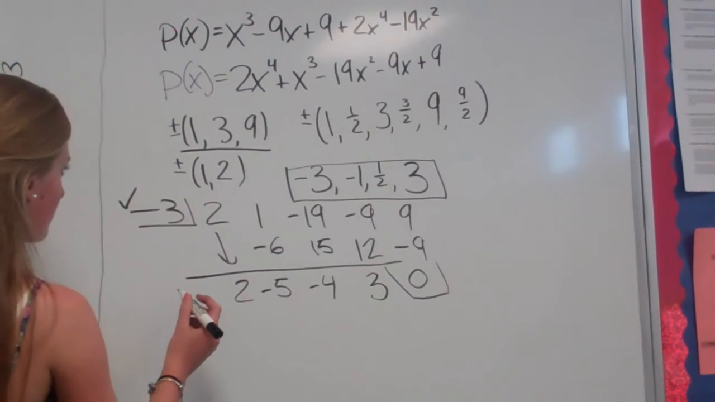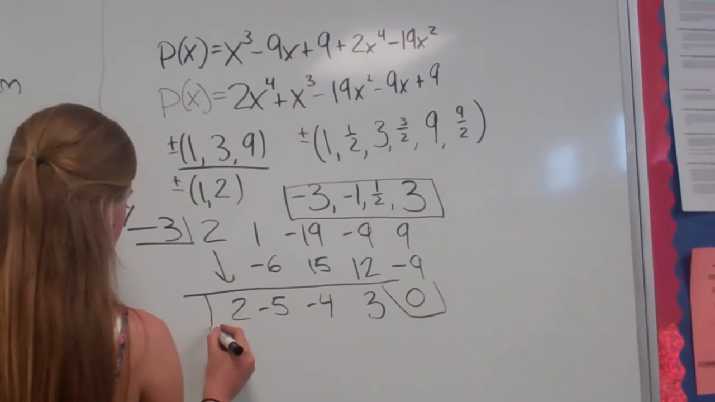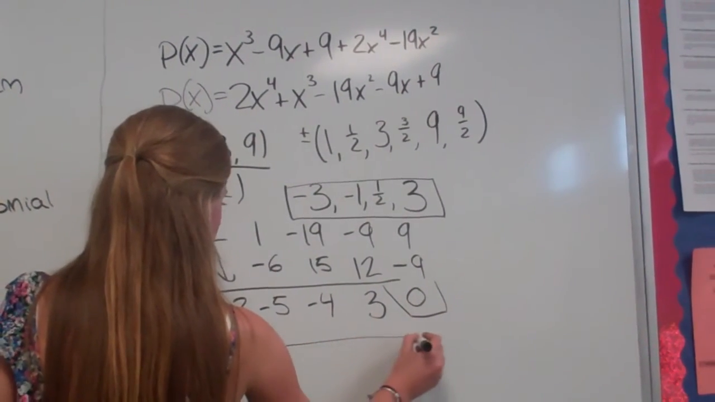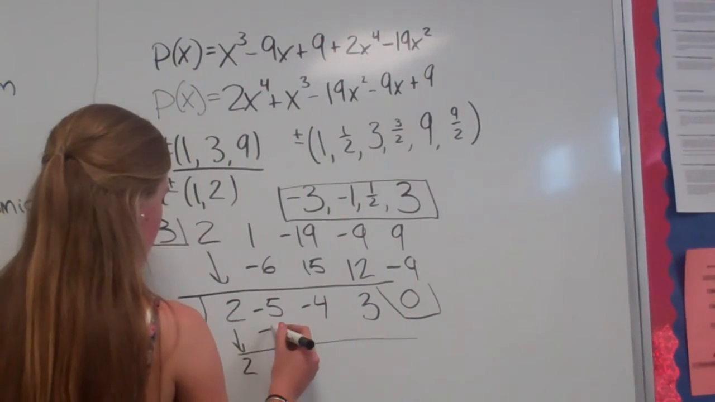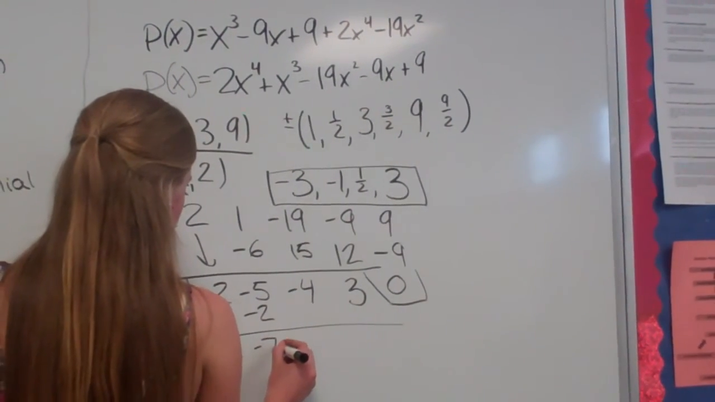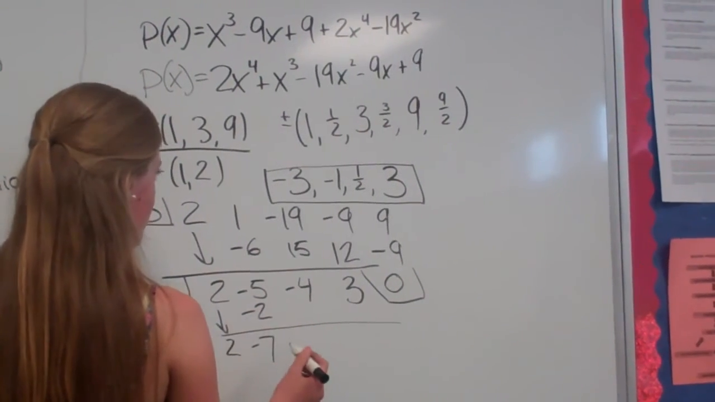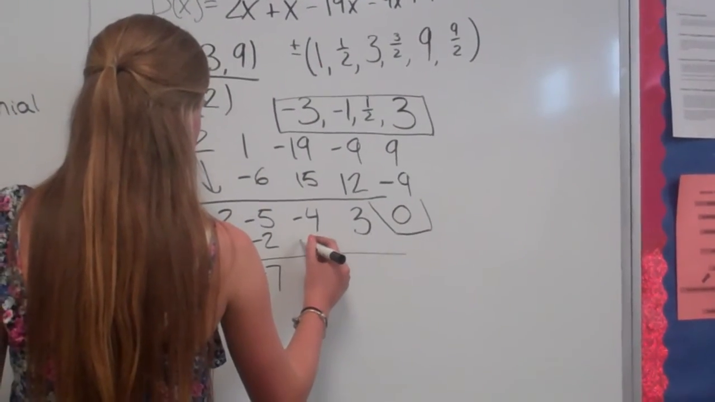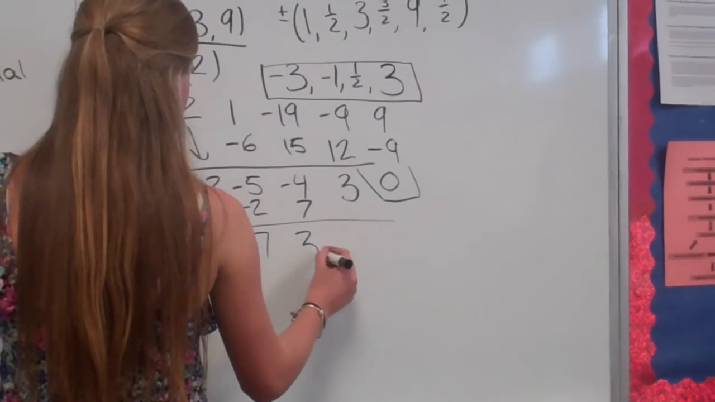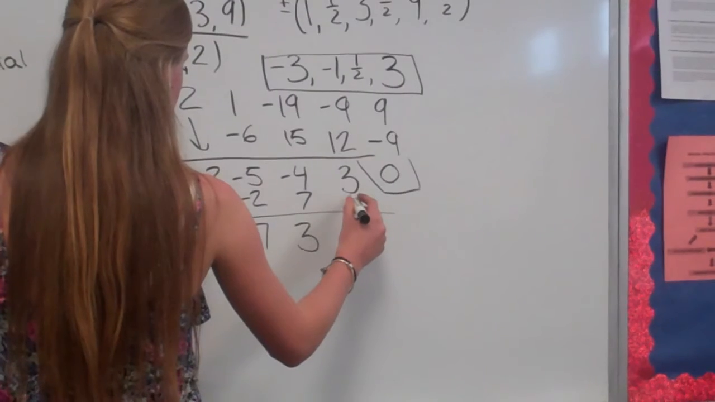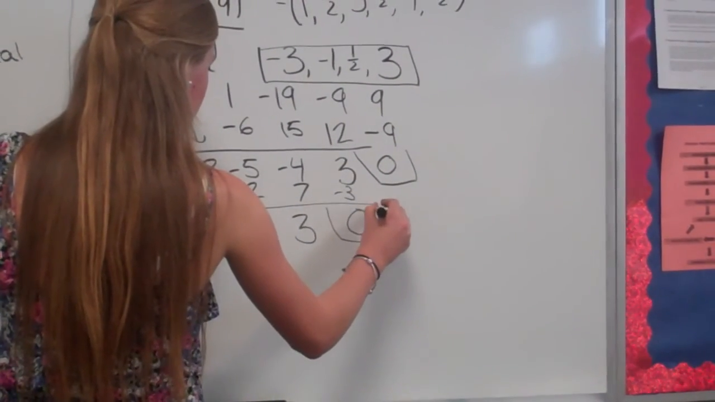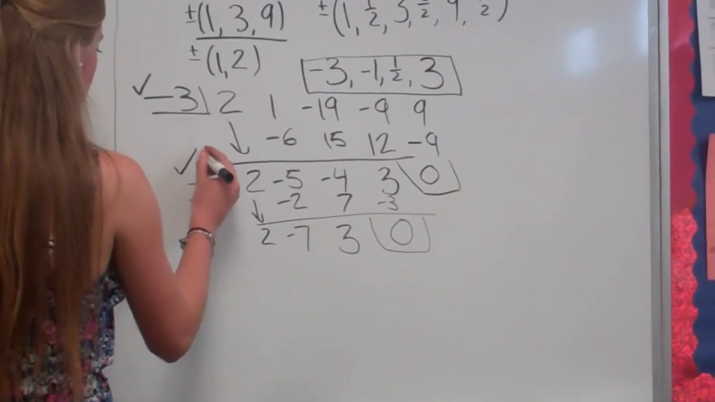Then you can continue on from this and start with negative 1 in your box. So you would bring down your 2 again. 2 times negative 1 is negative 2. Negative 5 plus negative 2 is negative 7. Negative 7 times negative 1 is 7. Negative 4 plus 7 is 3. 3 times negative 1 is negative 3. And then 3 minus 3 is 0. So you know negative 1 is also one of your zeros.